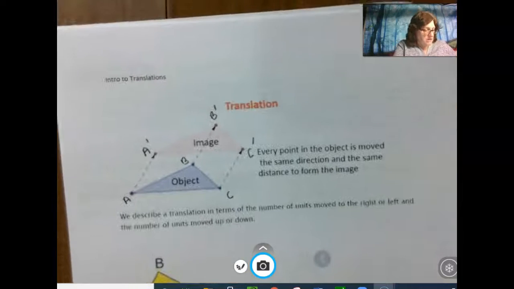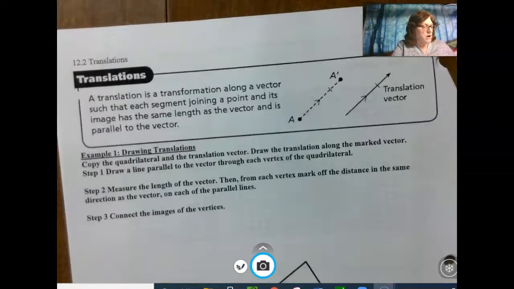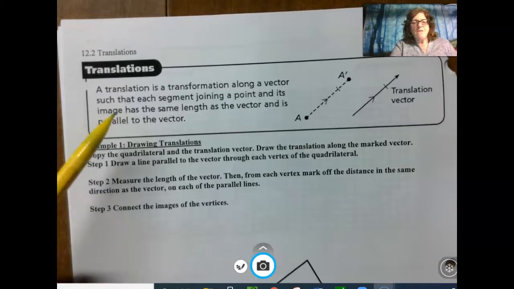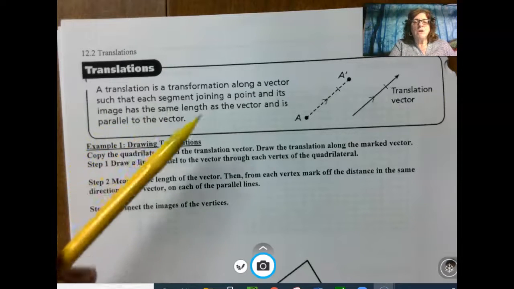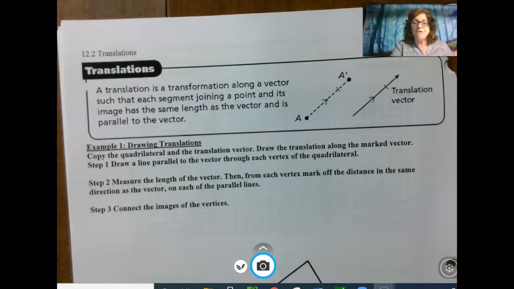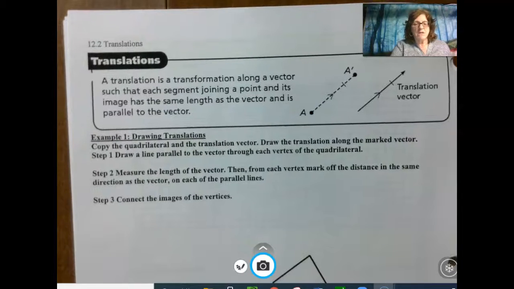So let's get into the nitty-gritty. Let's go to your packet. So a translation, the definition: a translation is a transformation along a vector such that each segment joining a point to its image has the same length as the vector and is parallel to the vector. So how do we create freehand a translation?